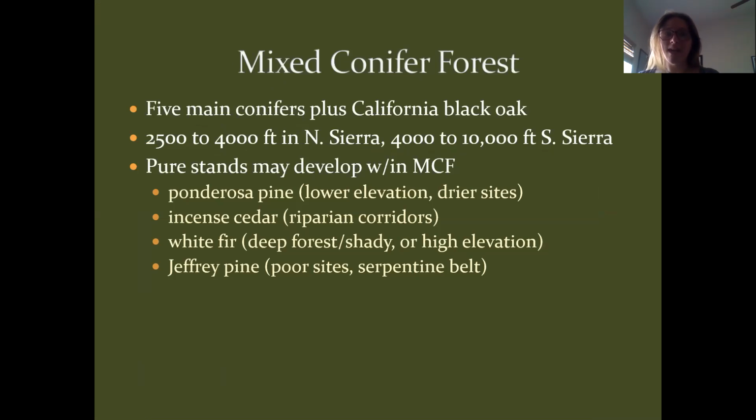In the northern Sierra, we tend to find this mixed conifer existing between elevations of about 2,500 feet and 4,000 feet. In the southern Sierra, all these forest types are moved up in elevation because it's just hotter and drier, warmer as we get closer to the equator down there.